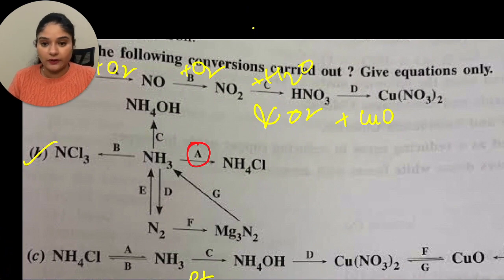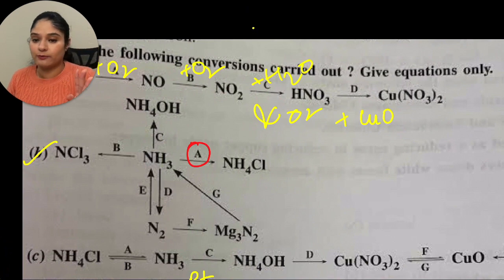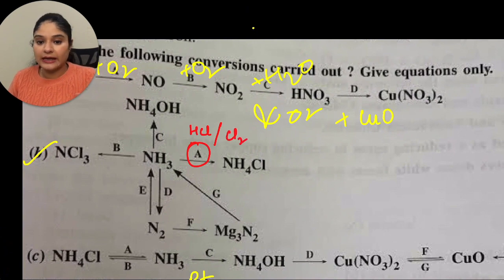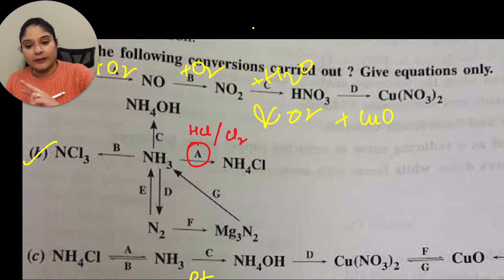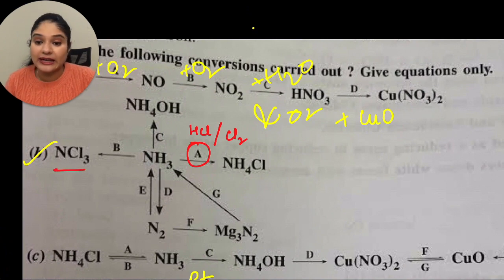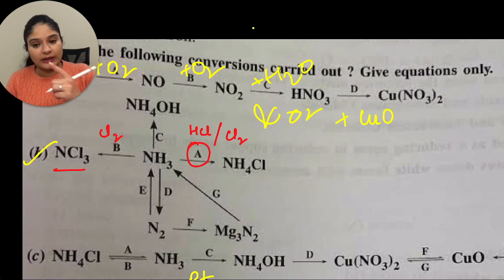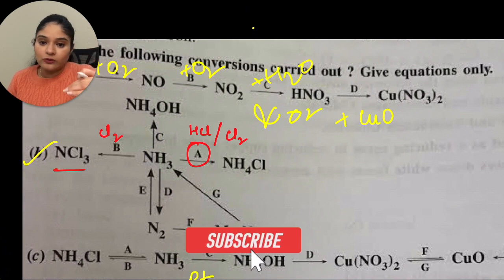Okay. So either one of them. When I'm writing equations, I will write both of them. So one of the cases is you add HCl or you add chlorine. Any of them. Now let's move to B. In this case, you're trying to reach NCl3. So again, you can react with chlorine in excess. So when you have that, you end up getting NCl3. B is done. Now let's move on to C.